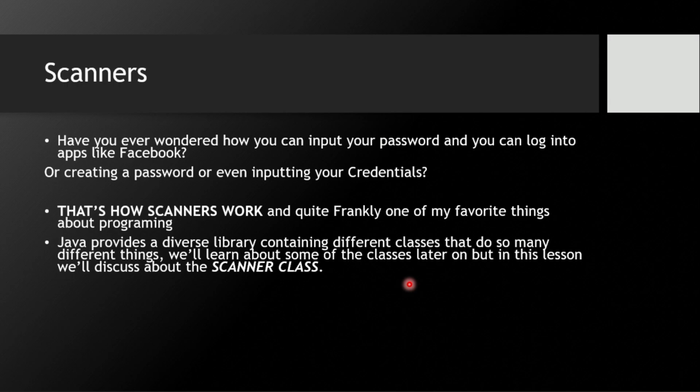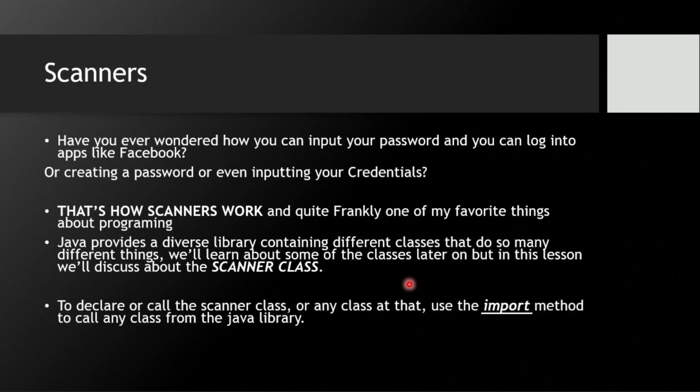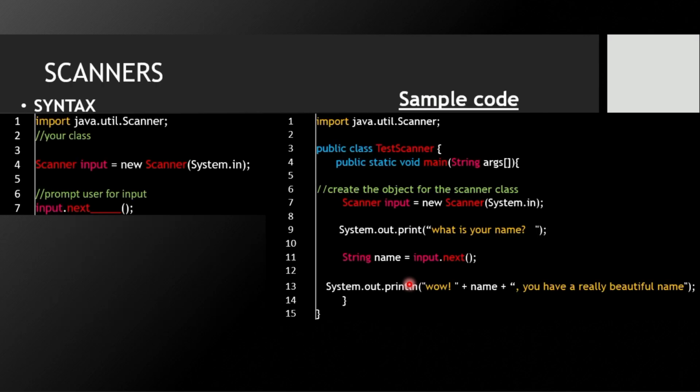Java provides a diverse library containing different classes that do many different things. We'll learn about some of those classes later on, but in this lesson we're going to discuss the scanner class, right? To call the scanner class, or any class at that, you use the import statement to call any class from the Java library. I'm going to show you how that is done. Like I said earlier, you know the concept behind it and now we're going to look at the syntax on how to actually call this scanner. We have 3 steps on how to implement a scanner.